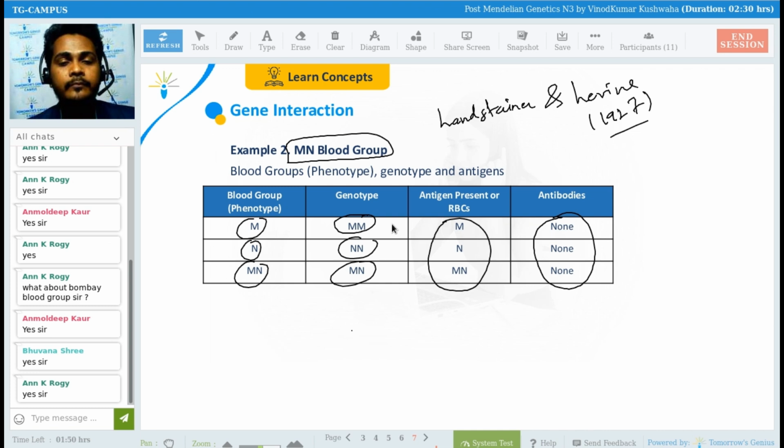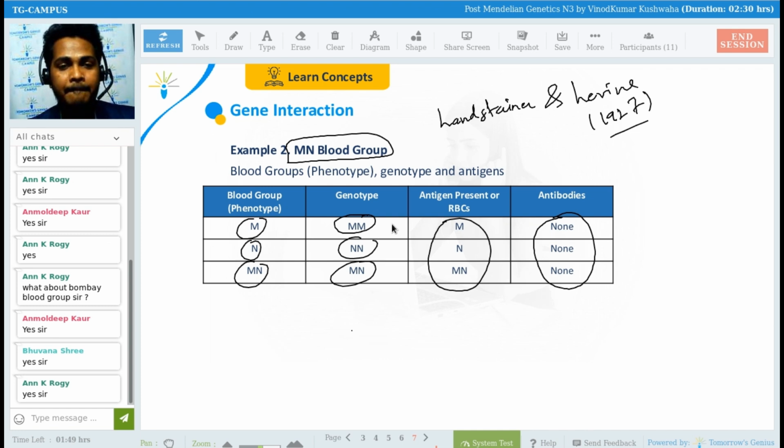Is there a recessive gene for this, sir? Both M and N are dominant. Yes, M and N are dominant. So is there any recessive trait for this? See, a recessive trait is not there, and there is a reason for that: because there are no antibodies. If there are no antibodies, then M and N themselves are dominant, right? They are dominant, and they are codominant. No recessive is present over here.